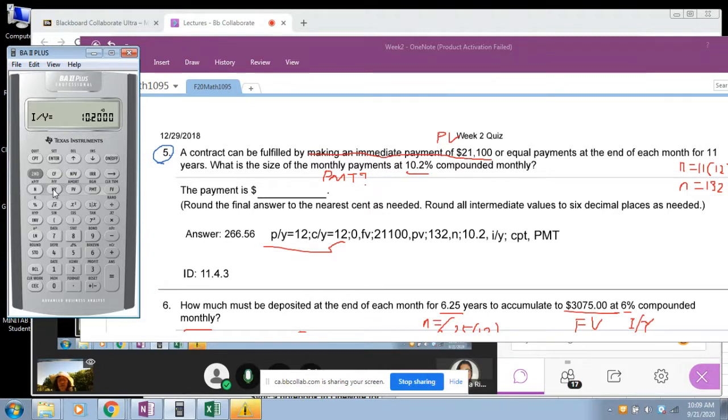Okay. So we entered 3 numbers. We need to enter 4 numbers. What is the other number we need to enter? 0 is FV. 0 is future value. So we entered 4 numbers. And then compute PMT. See, you get $266. This number here. Okay. So this is method 1. Use the calculator.